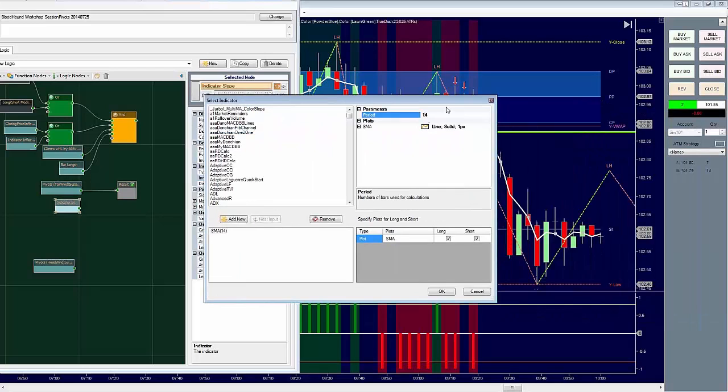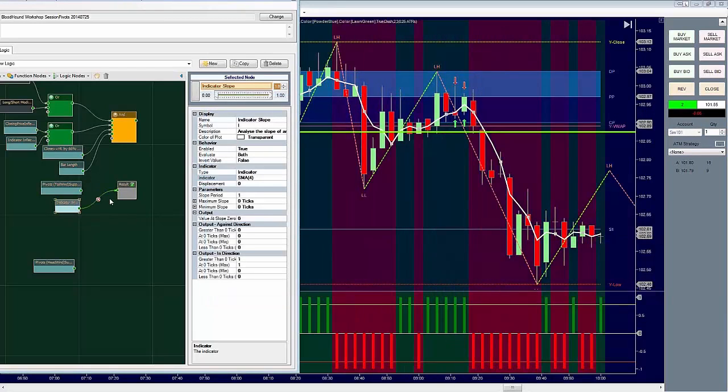So just delete the 1, click OK, and we have an SMA4 in the slope solver. And you can see right here, it's sloping up. All right, so when it's sloping up, we get a long. When it's sloping down, we get a short. Now, I don't really like this so much. I'll show you how we're going to use this, and then we'll use a different moving average.